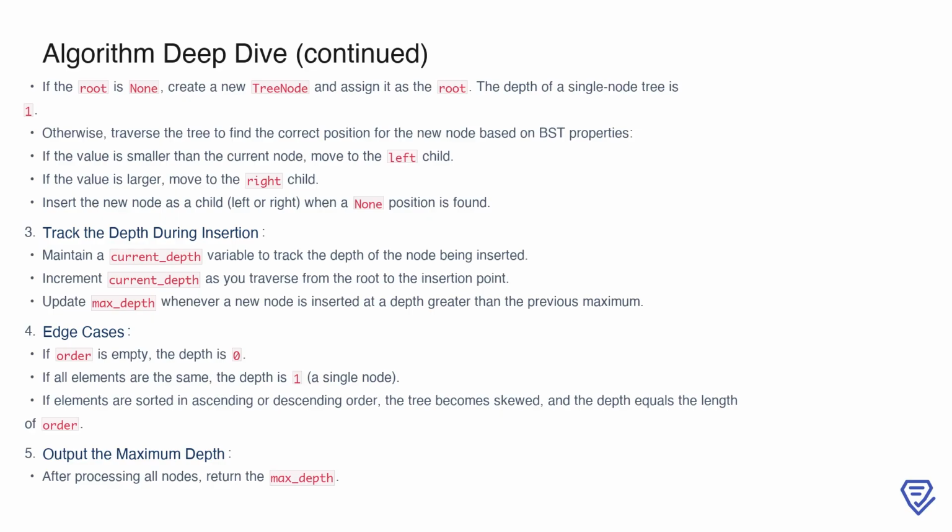This variable is incremented each time we move down a level in the tree. If the current_depth exceeds the previously recorded maximum depth, we update the max_depth. Special cases include an empty array, where the depth is 0, and arrays with all identical elements, where the depth remains 1. For sorted arrays, the tree becomes skewed, resulting in a depth equal to the length of the array. Finally, after all nodes are inserted, the max_depth is returned.